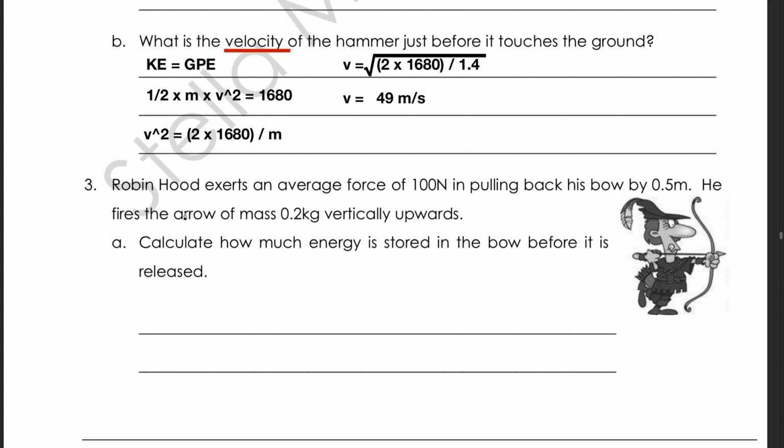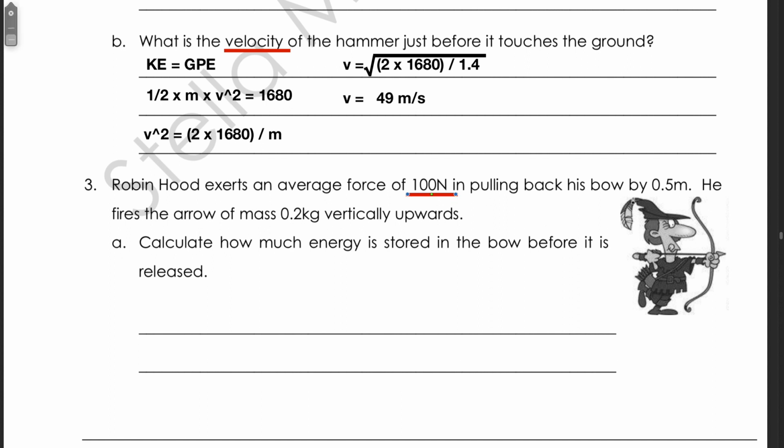Question 3. Robin Hood exerts an average force of 100 newtons in pulling back his bow by 0.5 meters. He fires the arrow of mass 0.2 kilograms vertically upwards. A. Calculate how much energy is stored in the bow before it is released. Now in this case, in order to figure out how much energy is being stored in the bow, we have to remember another equation that we learned, which is that work is equal to the force multiplied by the distance.